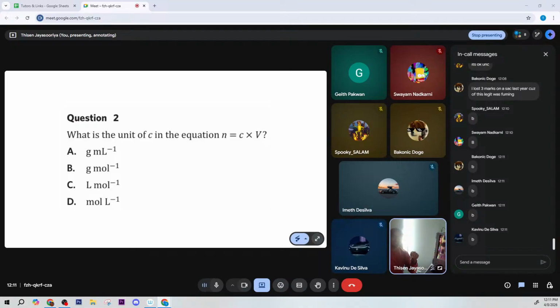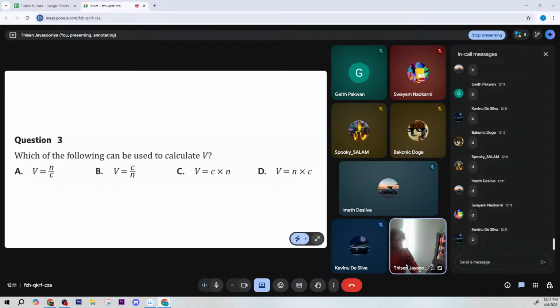But what is the unit of C in the equation n equals CV? Yeah, so we have D all around. The answer option is D. Okay. Have a go at this one. This is in your data book. So if you consult your best friend, you should be fine.